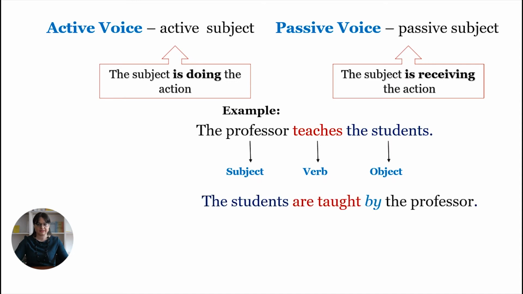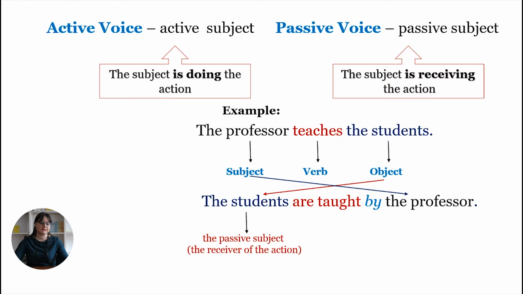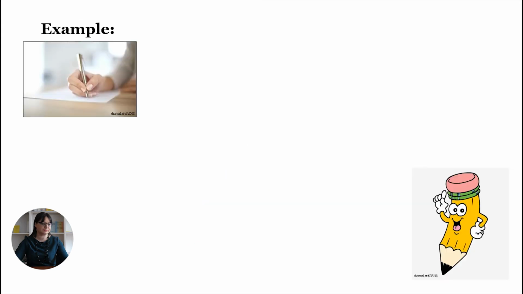Now look at the second example. The students are taught by the professor. The object of the first sentence becomes the subject of the passive sentence and is the receiver of the action. The subject of the active sentence becomes the object, the performer of the action, which is also called the agent.